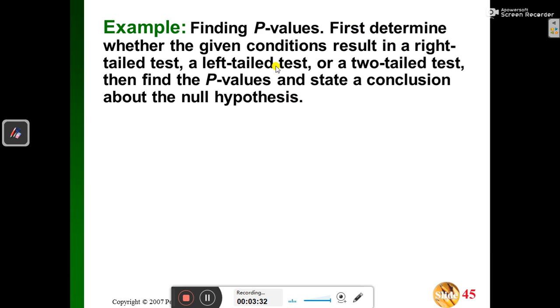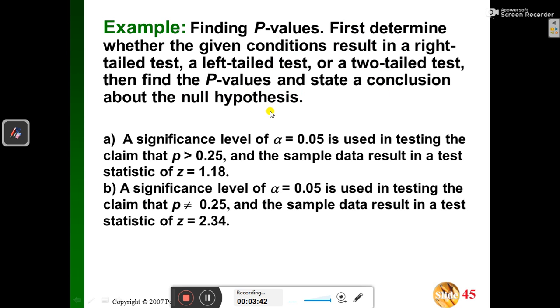Finding p-values: first determine whether the given condition results in a right-tailed test, left-tailed test, or two-tailed test. Then find the p-value and state a conclusion about the null hypothesis. That is the procedure. First, a significance level of alpha equal to 0.05 is used in testing the claim that p is greater than 0.25, and the sample data results in a test statistic of z equal to 1.18. Second, a significance level of alpha 0.05 is used in testing the claim that p is not equal to 0.25, and the sample data results in a test statistic of z equal to 2.34.